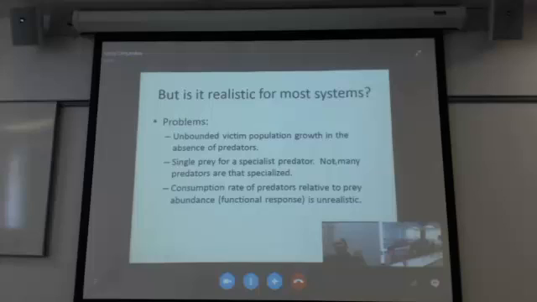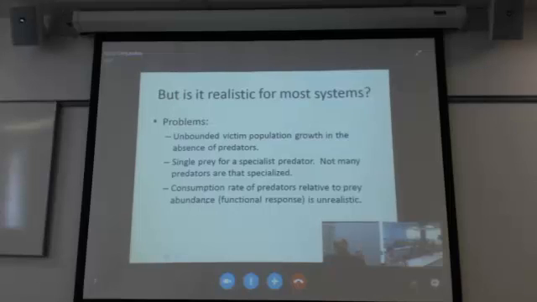The other problem is that the consumption rate of predators relative to prey abundance is unrealistic. What does that mean? It means that the predators stop eating after a while. In other words, if there's twice as many bunnies out there, it doesn't mean you eat twice as much.